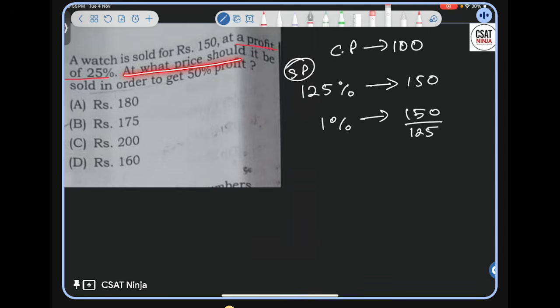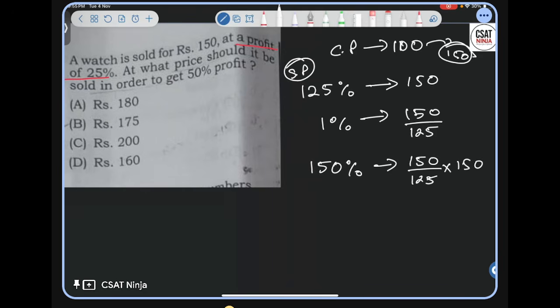At what price should it be sold in order to get 50% profit? So we are asked to find the price for 50% profit. From 100, if there's 50% profit, how much will it be? 50% profit, can I say it's 150? So I need to find for 150, because with 50% profit it will be 150. So 150 into 150 divided by 125.